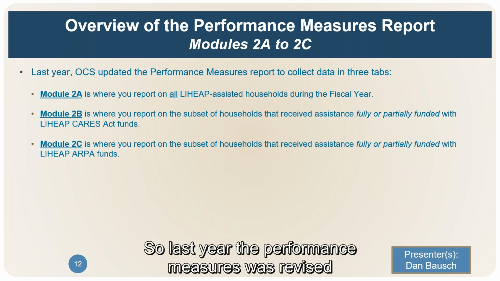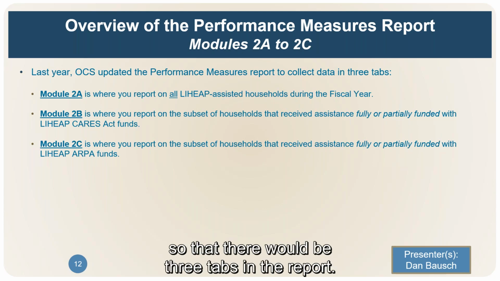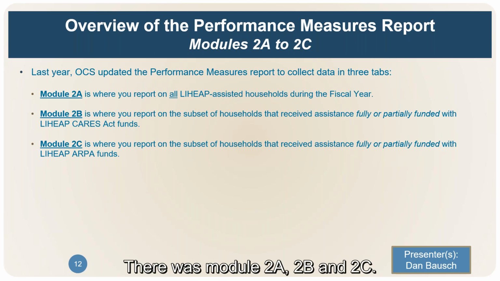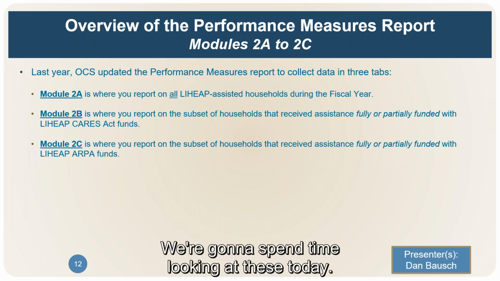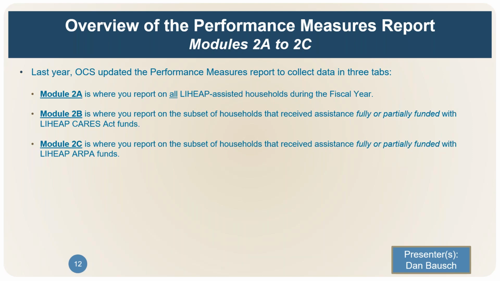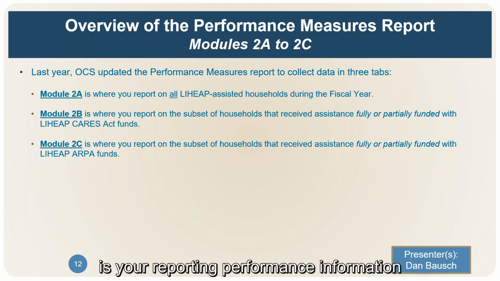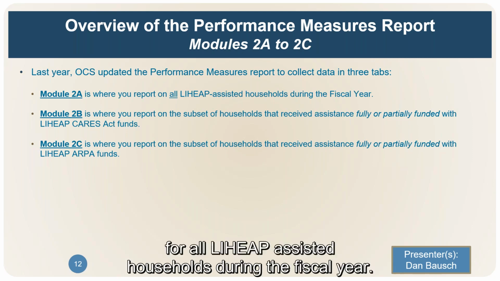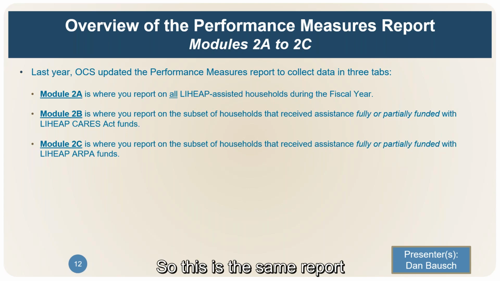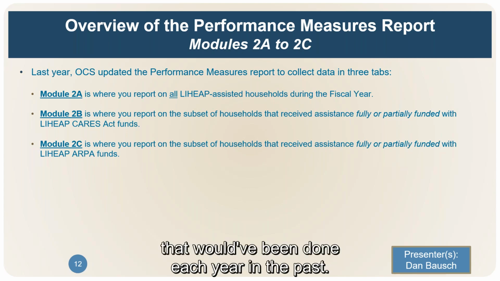Okay, so last year, the performance measures was revised so that there would be 3 tabs in the report. There was module 2A, 2B, and 2C. We're going to spend time looking at these today, but just as a reminder, 2A is your reporting performance information for all LIHEAP-assisted households during the fiscal year. So this is the same report that would have been done each year in the past.